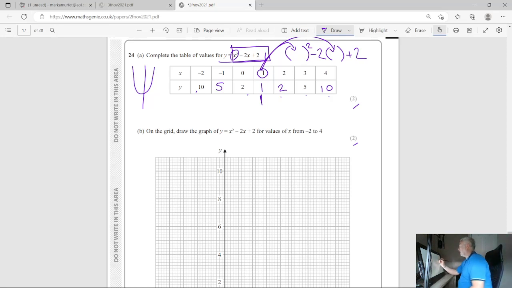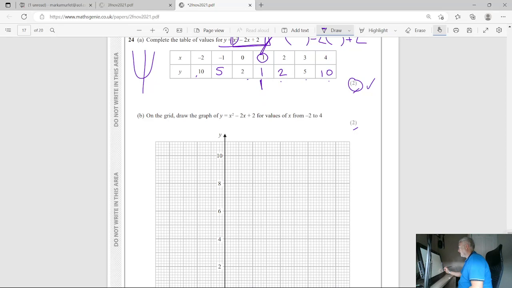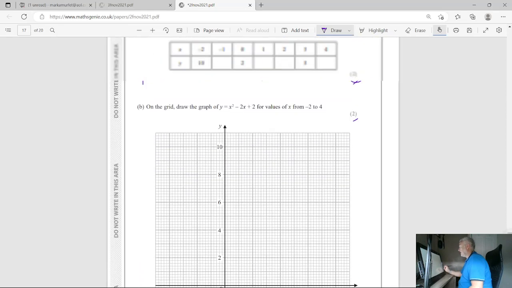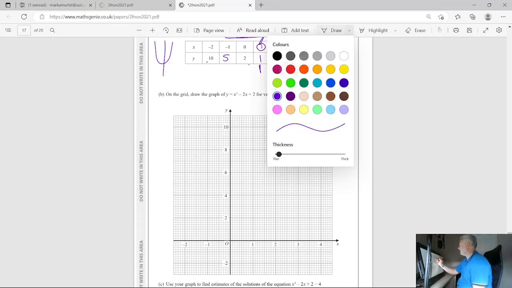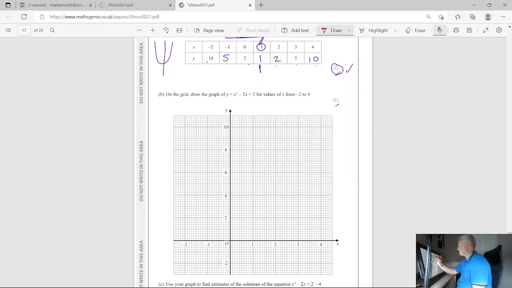So I've got my 2 marks for that one, and all I've done is substitute it in. Let me just zoom out a little. We're now going to plot these points on my graph. Let's start with 0. So when x equals 0, y equals 2.